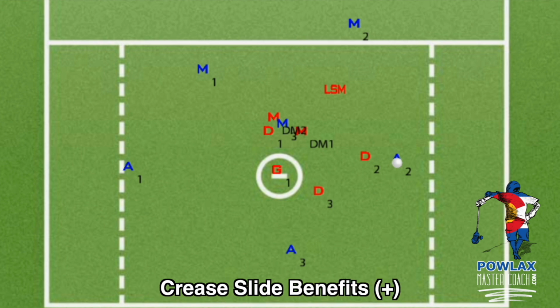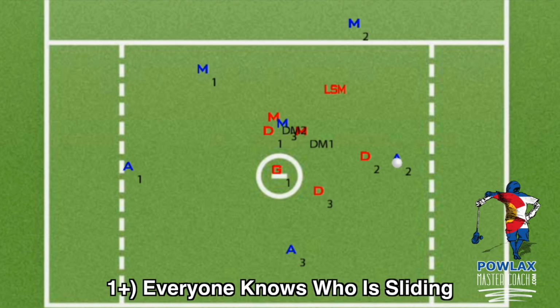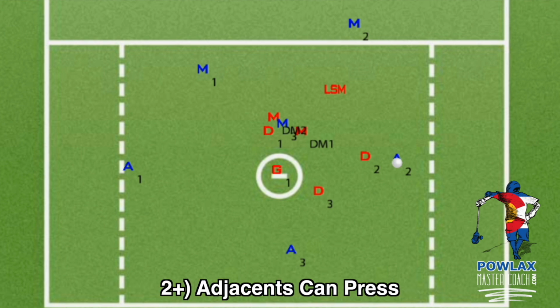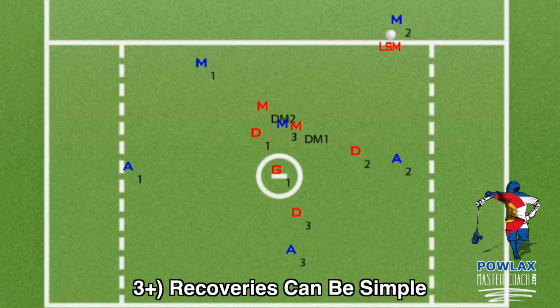There are a number of main benefits for the crease slide defense. First, everyone on the field knows at all times who the slide man is. Second, since the adjacent defensemen know that they do not need to help the ball, we can use these players to press out and try to force offensive mistakes. Third, recoveries are pretty simple if there is minimal offensive movement.